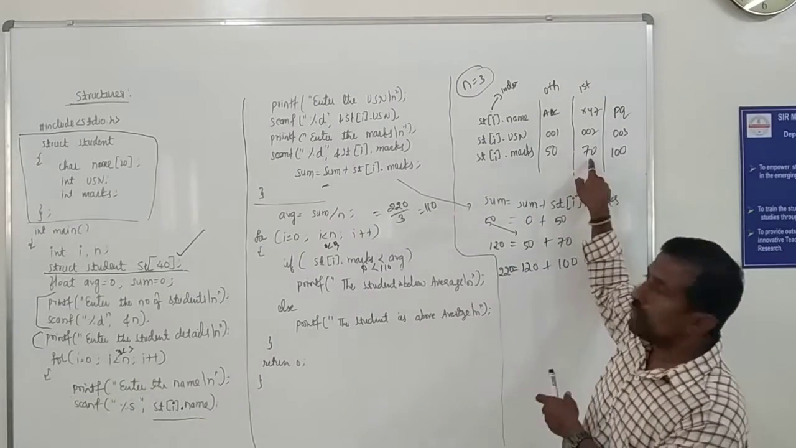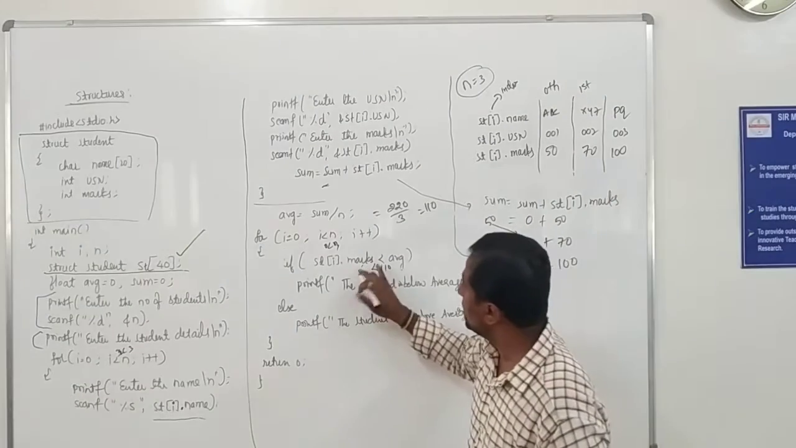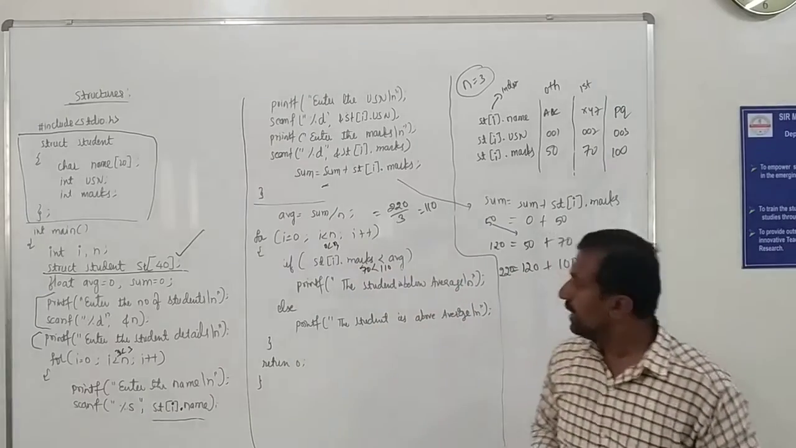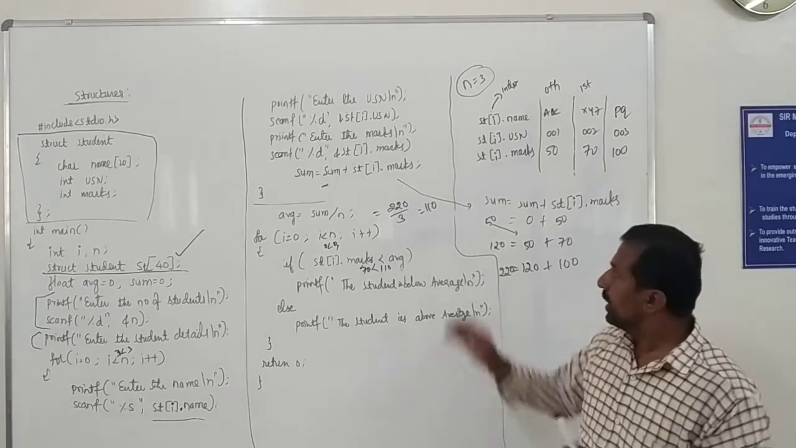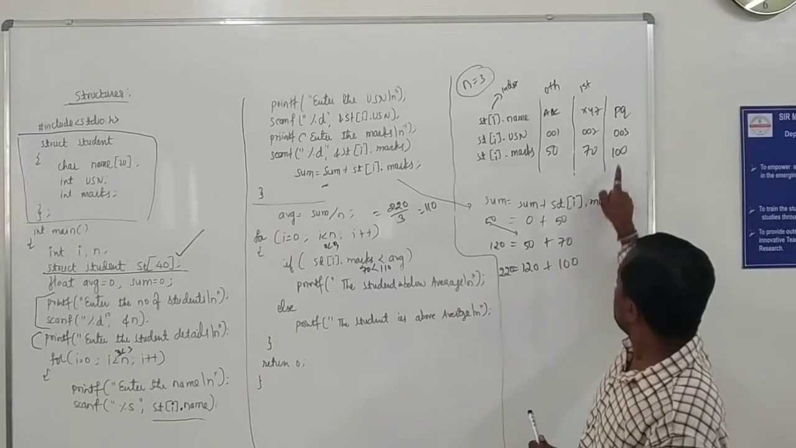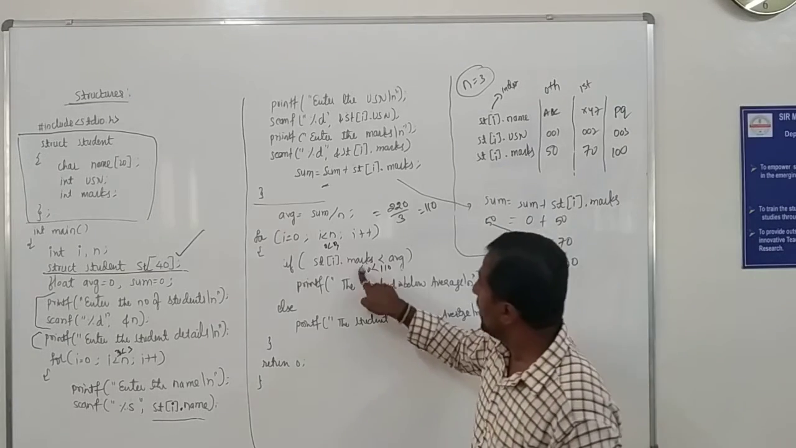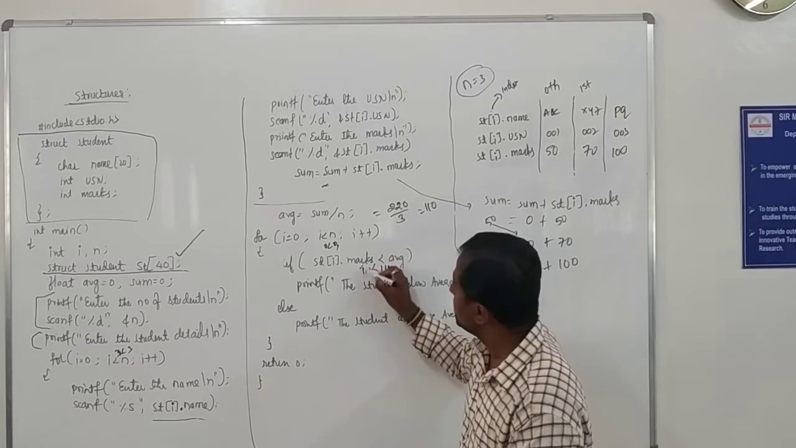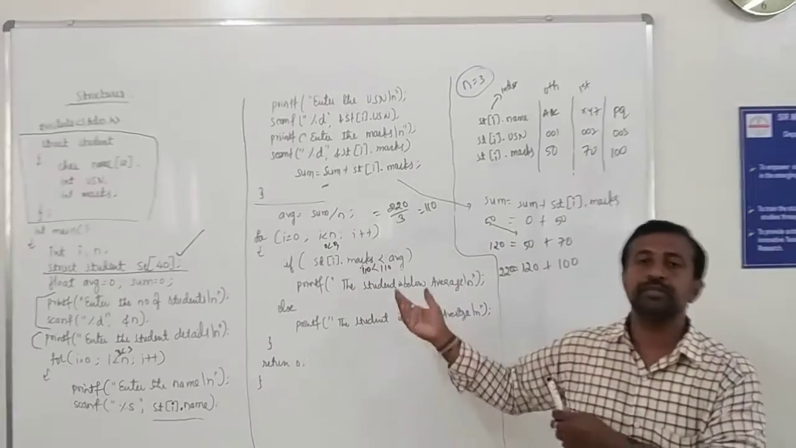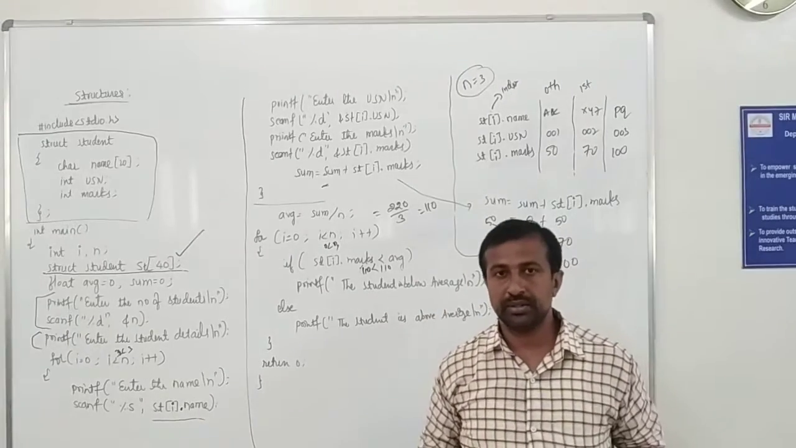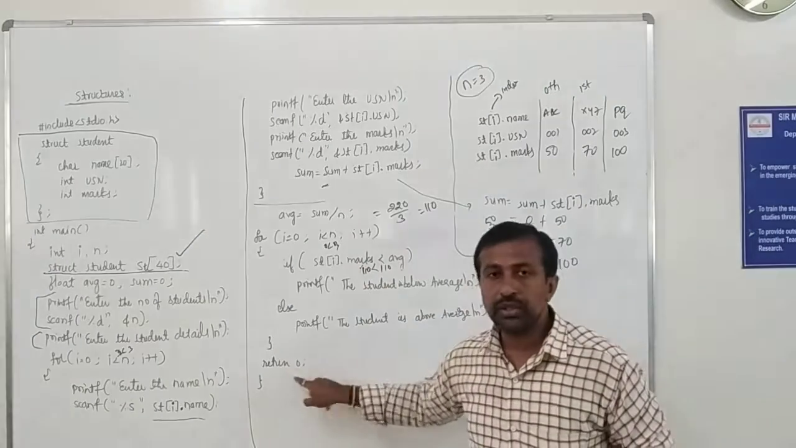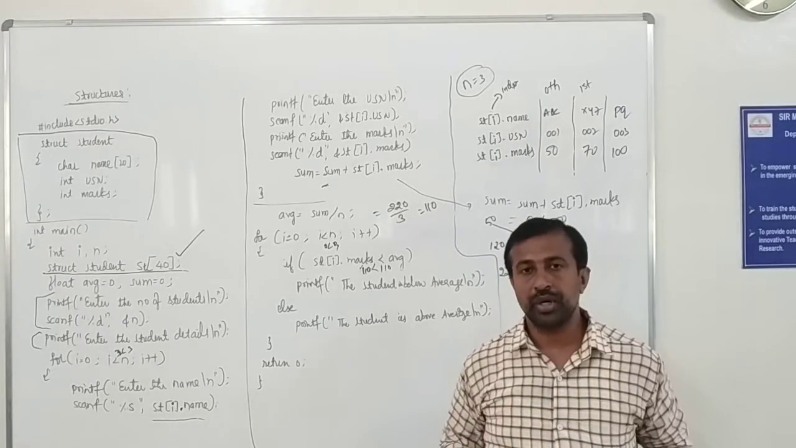Next, it will be incremented to the second student. The second student's marks is 70. Whether 70 is less than 110? Yes, the student is below average. Next, you take marks 100. Whether 100 is less than 110? Yes, the student is below average. So like this, we can check each student's marks. After that, return 0 and terminate the program. Thank you.